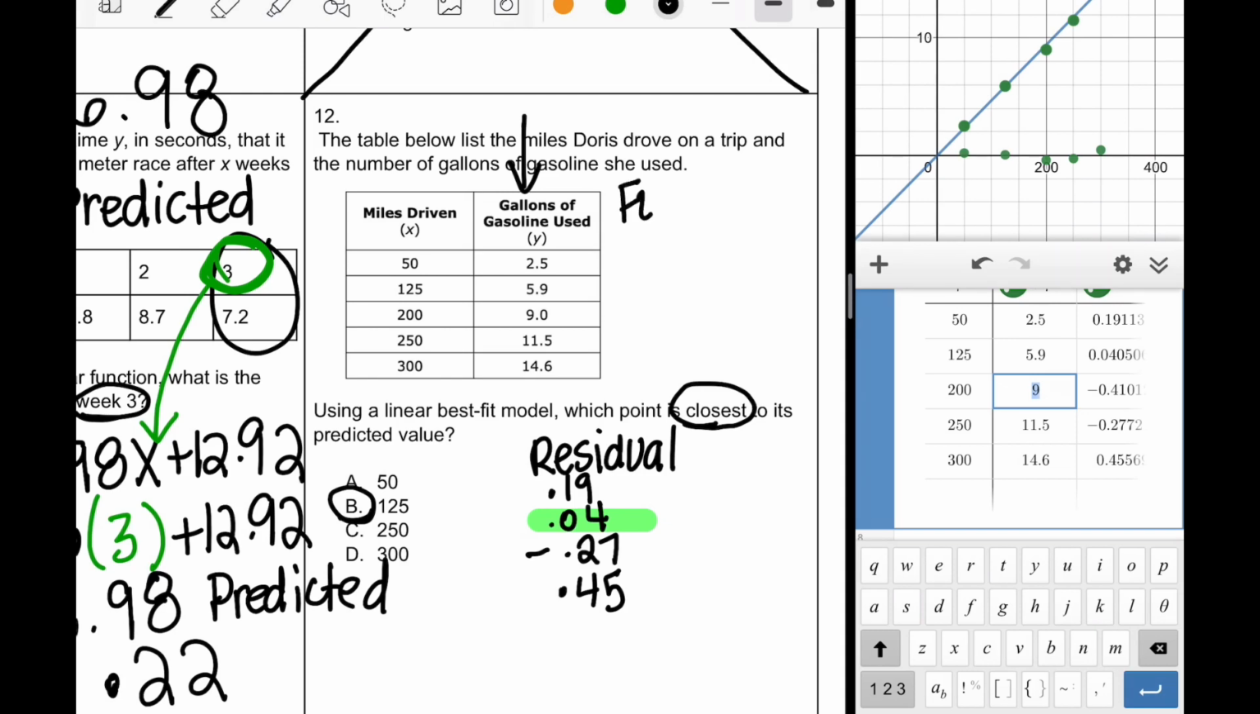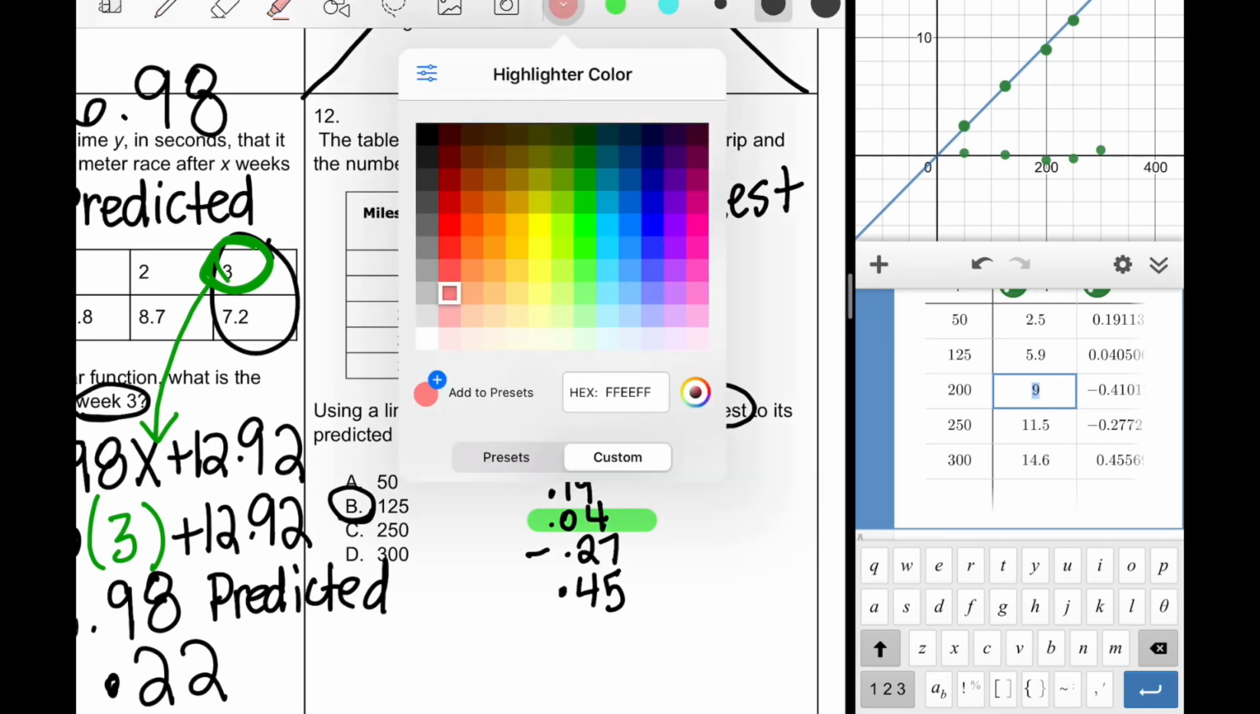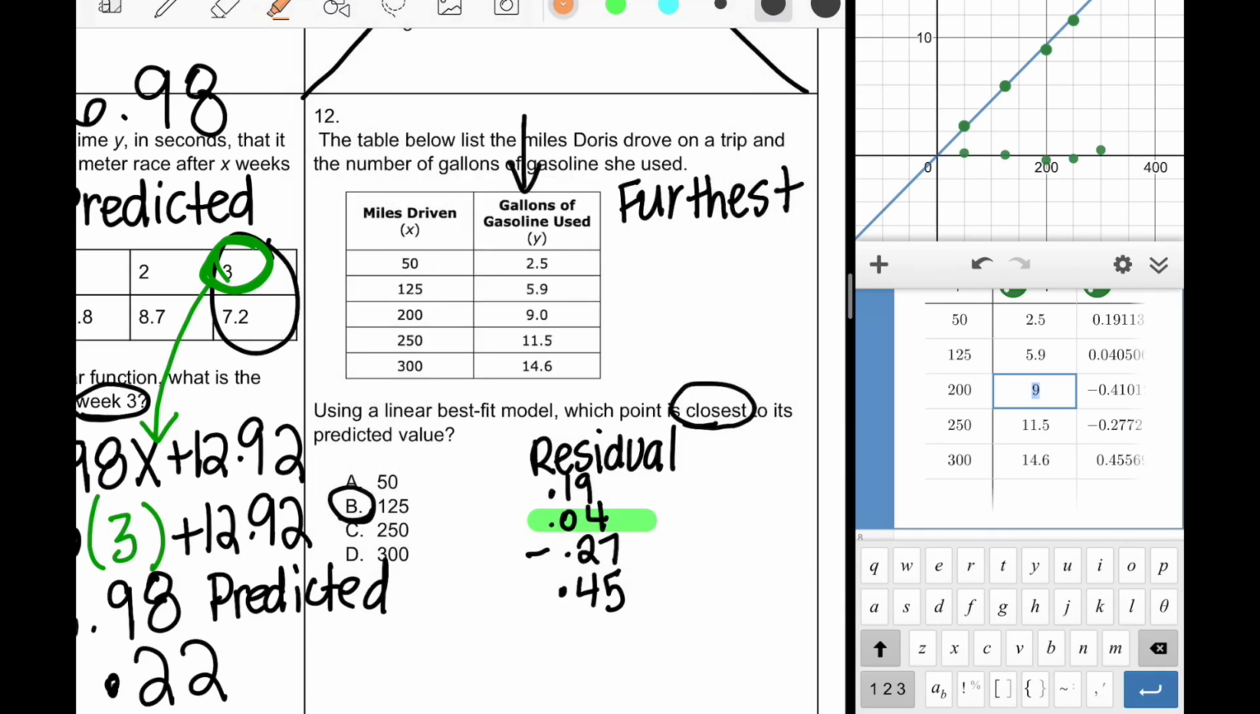Well, what if I ask you for the furthest one away? If I ask you for the furthest one away, you're looking for which one has the biggest number, because the further away it is, the larger the distance is. So we have 19 cent, 4 cent, 27, or 45. The one that is the furthest away is going to be 45 cent for this one. So just keep that in mind. If you just hit that residual plot, it'll tell you exactly which one you're looking for.